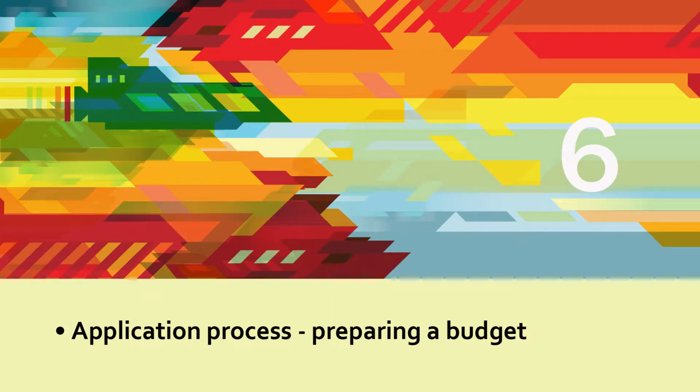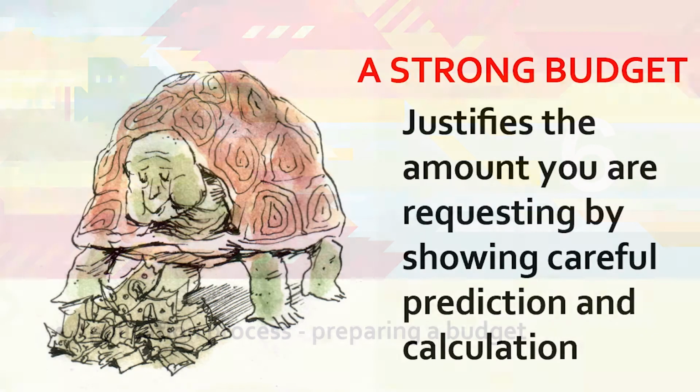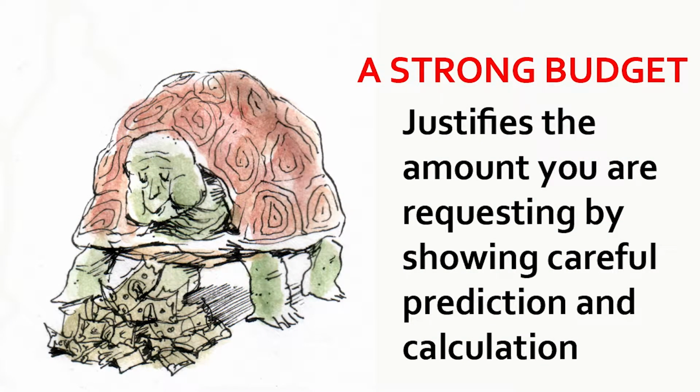This is part 6 of the Rocket Grants application tutorial, which covers budget preparation. A strong budget will justify the amount you're requesting to support your project, and any award you will receive will reflect how the jury evaluated your predictions and calculations.